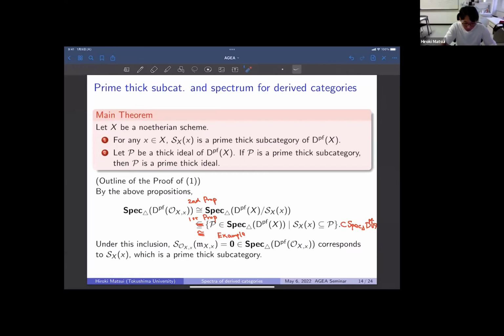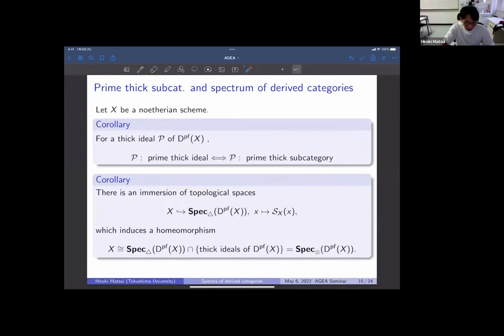Okay, for the rest of this talk, I will give several applications of the main theorem. The first two corollaries are a direct consequence of the main theorem. Let X be a Noetherian scheme. Then the first corollary, which I have already mentioned before, is a consequence of the main theorem. For a thick ideal P of the perfect derived category, P is a prime thick ideal if and only if P is a prime thick subcategory. Indeed, the implication from left to right is the first statement of the main theorem, and the converse is the second statement of the main theorem. So we have this equivalence.